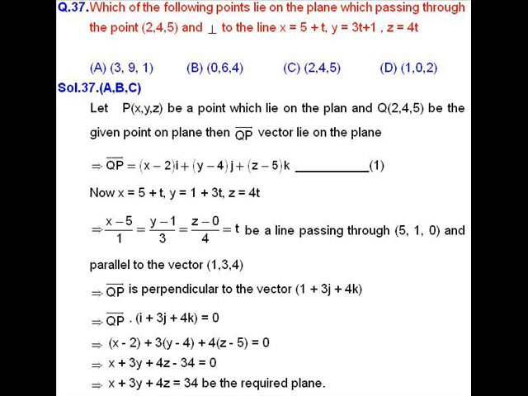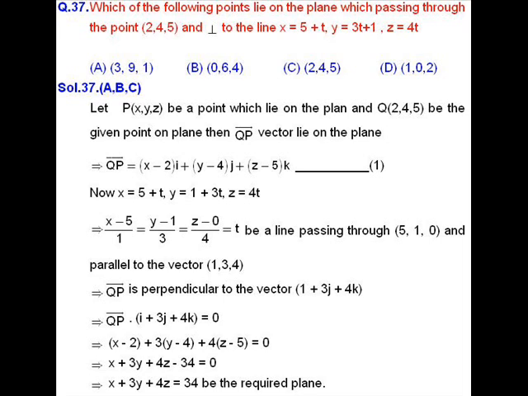to 4t. Then after computing the equation of the plane, we'll check which one of the given points lie on the plane. Okay. So let Q be our point (2, 4, 5) that lies on the plane and P be another point which lies on the plane, and the coordinate of P is (x, y, z).